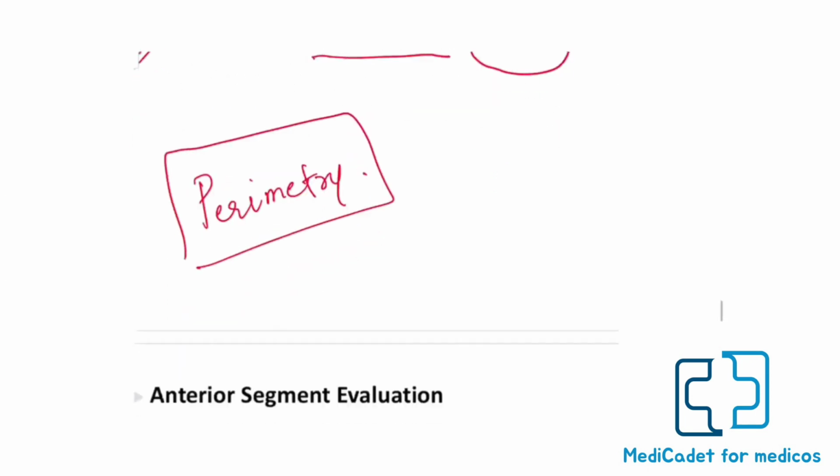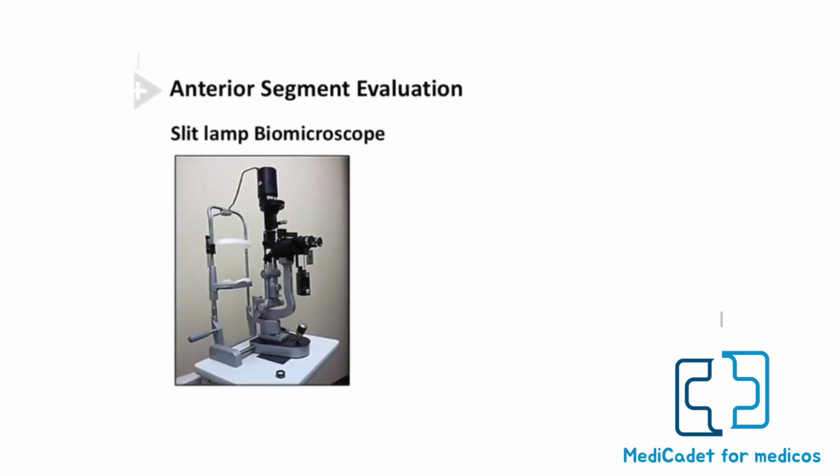When I talk about structural assessment, we divide it broadly into anterior segment evaluation and posterior segment evaluation. Just to quickly recap from our first session, what is the anterior segment? All the structures in front of and including the crystalline lens come in our anterior segment. The crystalline lens divides the eyeball into two parts. Everything in front of the lens, including the lens, is the anterior segment, and the structures behind the crystalline lens come in the posterior segment.